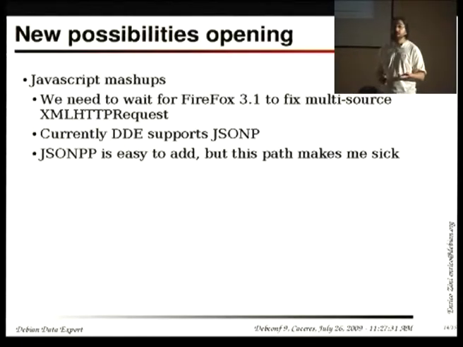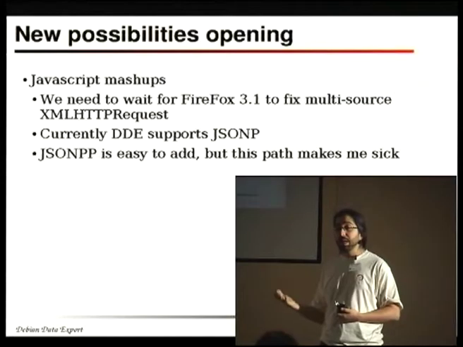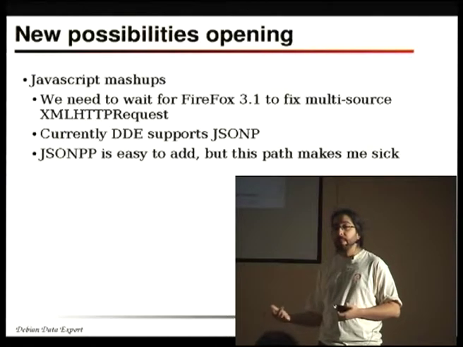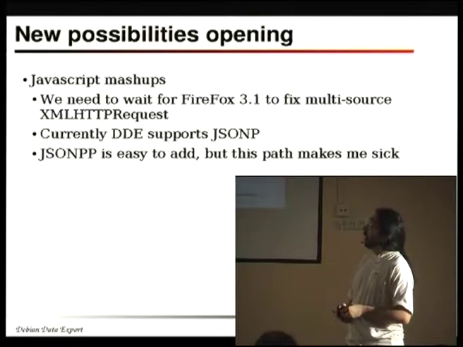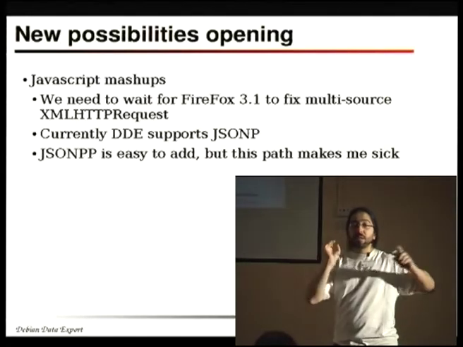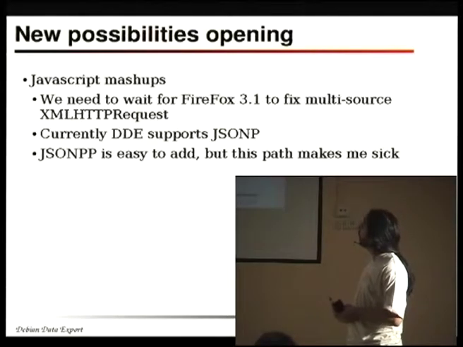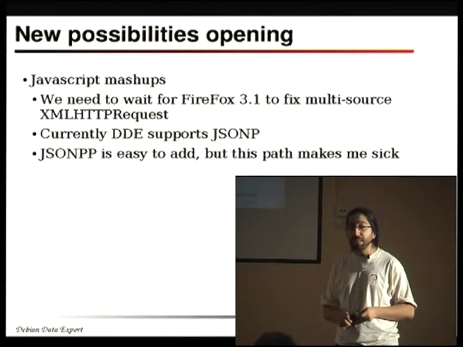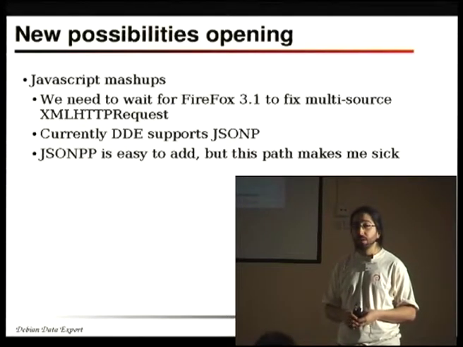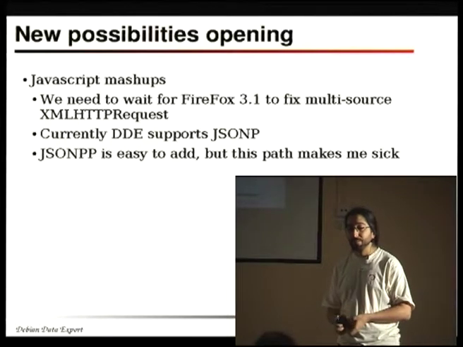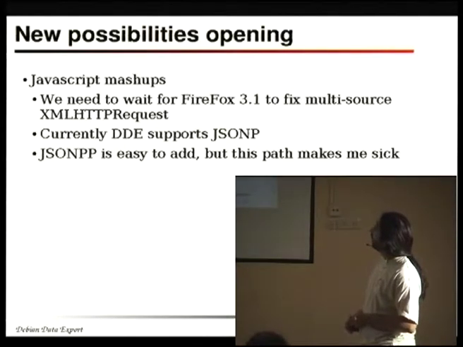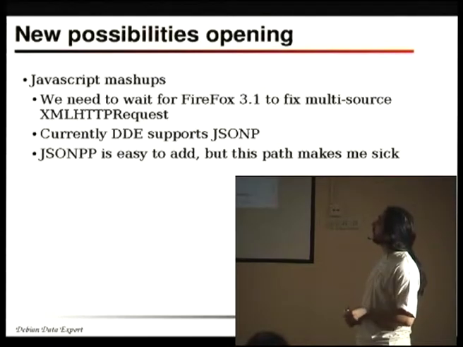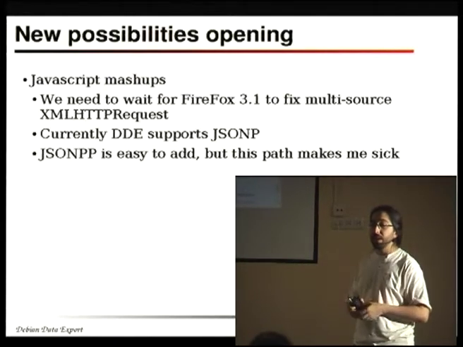Nice things that could be done are JavaScript mashups that get data from DDEs running in multiple places, or that run on a server and get data from a DDE running on a different server. This is currently an issue because the security model of JavaScript does not allow you to query information from a different server than the one where you come from. And that's very annoying. Firefox 3.1 should have support for a new web protocol that allows you to do that. But well, it's kind of new and it's only Firefox.